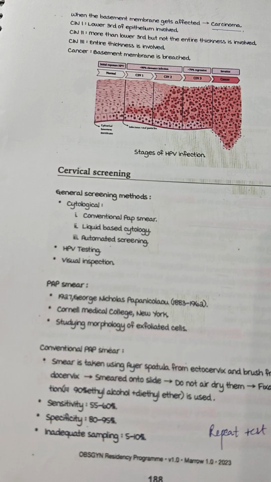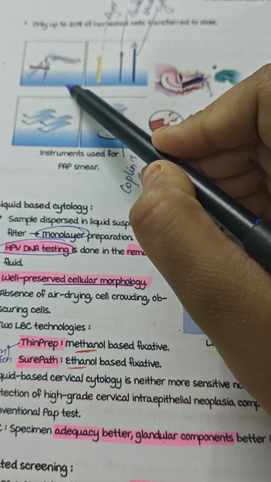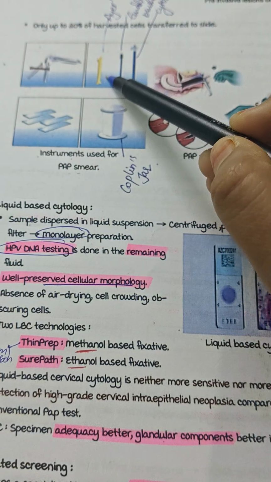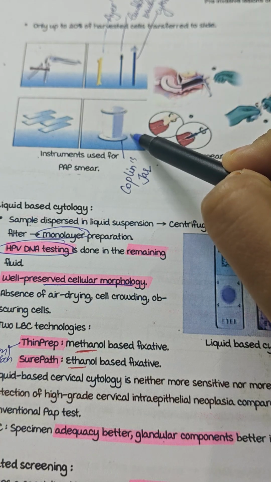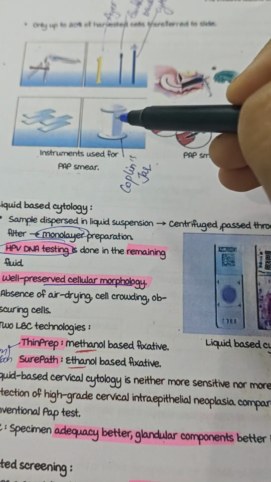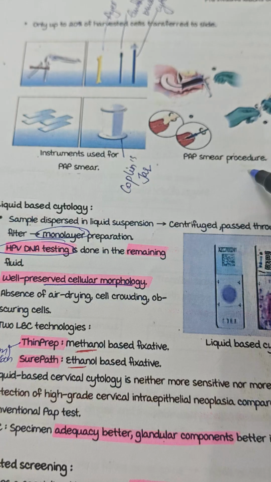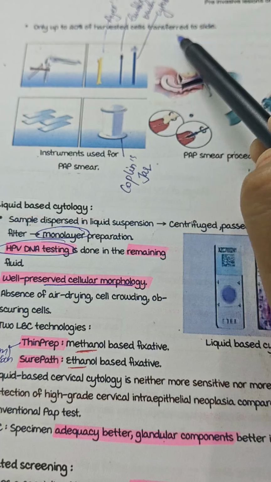If the test shows inadequate sampling, then we can increase the sensitivity of the test by doing a repeat test. These are the instruments that we use for the pap smear. First one is the Cusco's bivalve speculum, through which we can visualize the cervix, and this is the Ayre spatula. These are the endocervical brushes, these are the slides, and this is the Coplin jar where we keep the fixative solution and we dip the slide into this jar. So this is the method of cervical pap smear sampling. Up to 20% of the harvested cells are transferred to the slide.